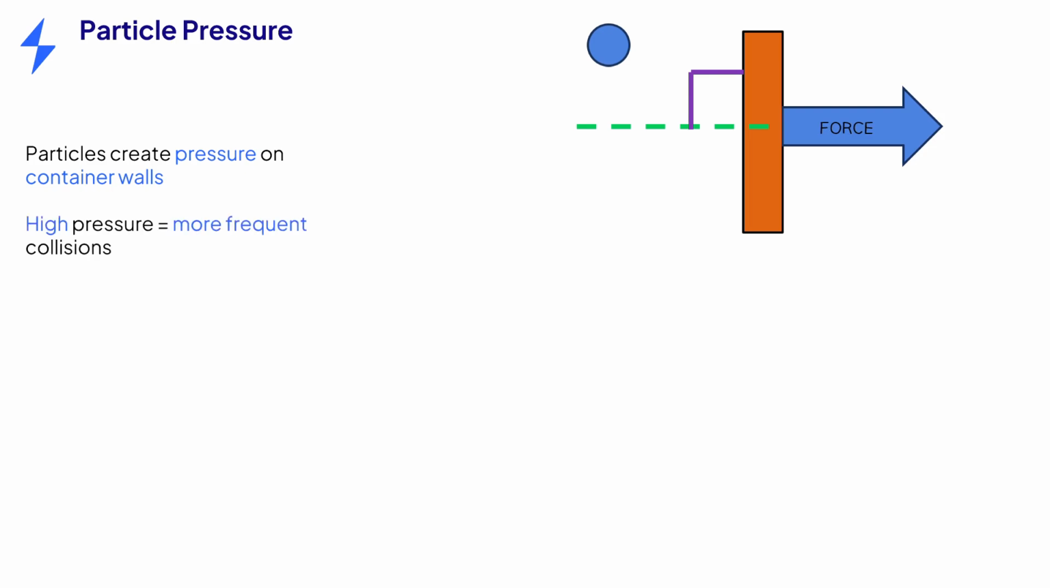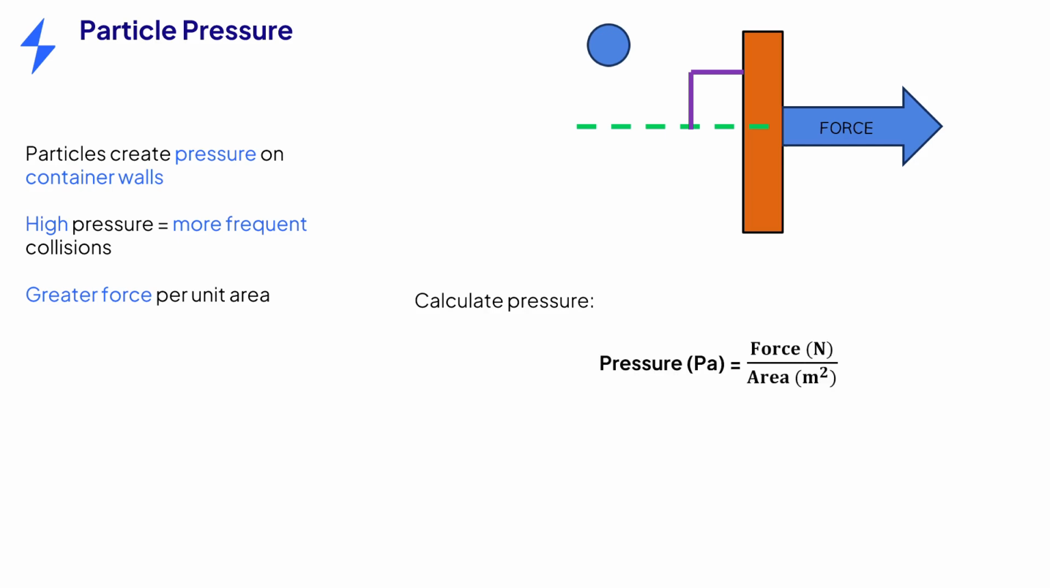A gas at a high pressure has more frequent collisions between the particles and the container walls. Hence, the force per unit area exerted by the particles is higher. This can be calculated using the equation for pressure between solids. Pressure in pascals is equal to force in newtons divided by area in meters squared.